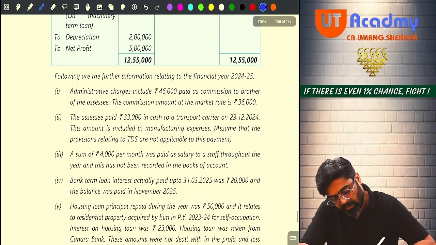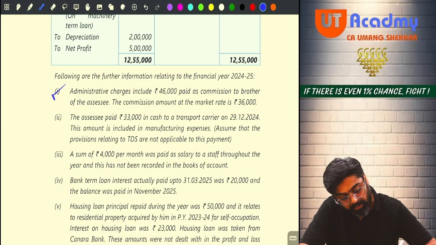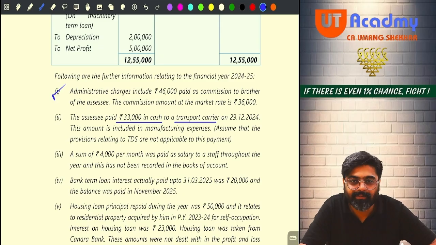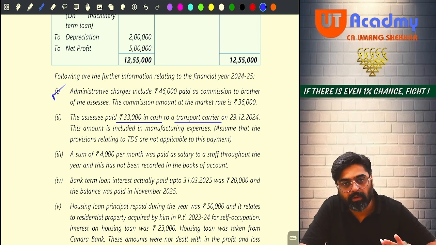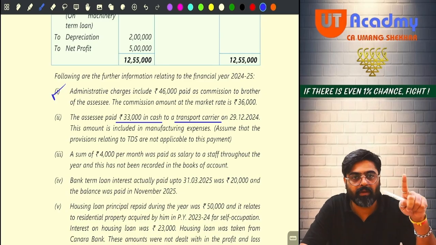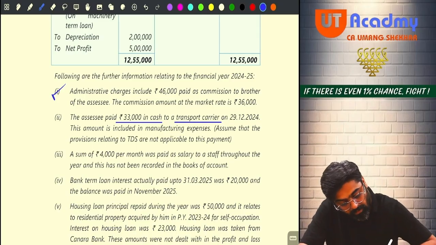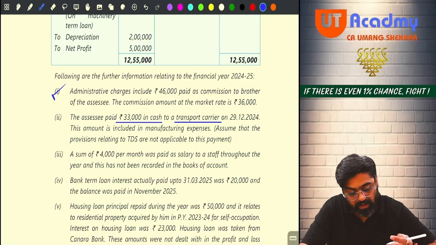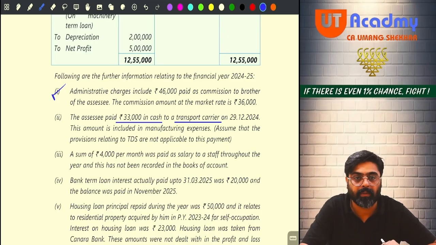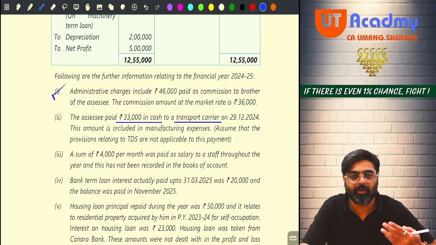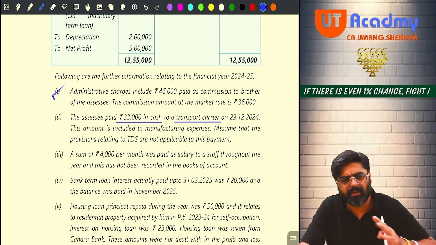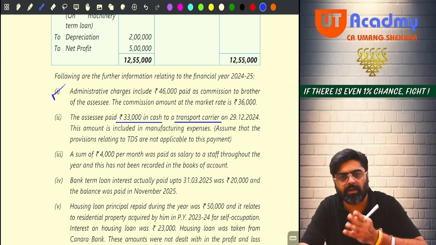Now put a tick mark. The assessee paid 33,000 in cash. Touch wood, it is paid to a transport carrier, meaning transport charges, a transporter. Any payment made up to 35,000, by any mode, is allowed. This payment was made in this year. So this amount is included in manufacturing expenses. Assume that the provisions relating to TDS are not applicable on this payment. Thank God TDS provisions are not applicable. Otherwise, there would have been more complications here. So TDS not deducted.